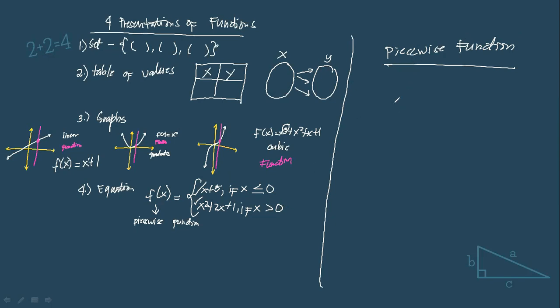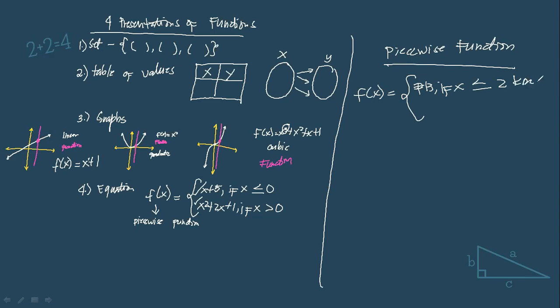As for the real-life application of piecewise functions, for example, here in our place the standard fare is 13 pesos when the kilometers traveled by the tricycle is below 2 kilometers or exactly 2 kilometers. So in equation form, that is f of x is equal to 13 pesos if x is less than or equal to 2 kilometers.